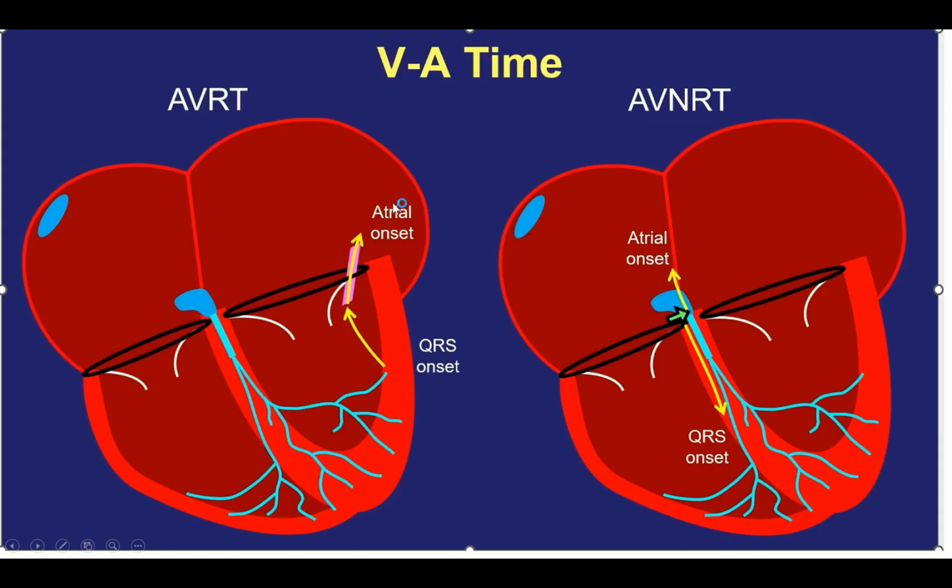That's why the VA interval is short, using the fast conducting pathway. However, the VA time is more than 70 milliseconds. On the right-hand side is AVNRT, in which the impulse goes down the slow pathway, retrograde through the fast pathway. Sometimes the atrium and the ventricle are activated simultaneously, in parallel. That's why it's short RP. VA time is very short, less than 70 milliseconds.